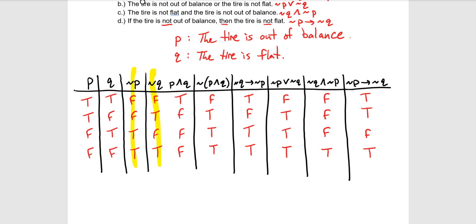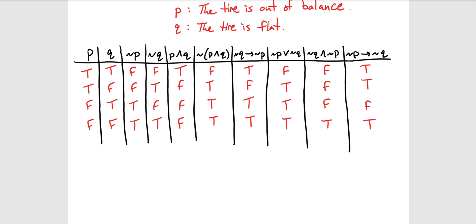Okay, so now, let me label what each one was. So this was the one that we were comparing everything to. This was choice A. This was choice B. This was choice C. This was choice D.